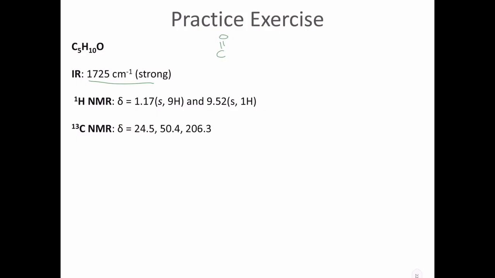Then we have a proton NMR. 9 means we do have a tert-butyl, 3 protons in each of them, and that's supposed to be a singlet, which means there's no adjacent proton, obviously, because it is a singlet for a tert-butyl group. Then we have at 9.52 a singlet of 1 proton. Usually at around 10, that's where you find an aldehyde. So we know that there's an aldehyde.